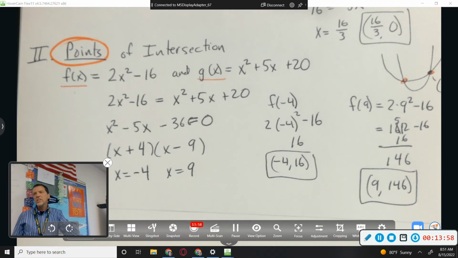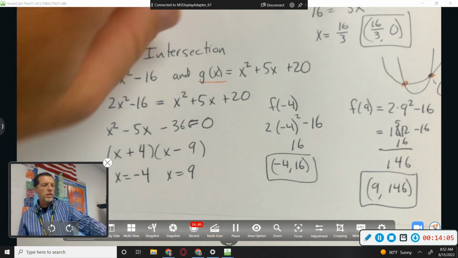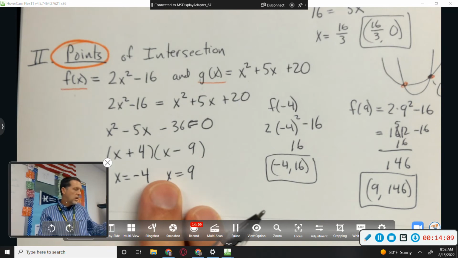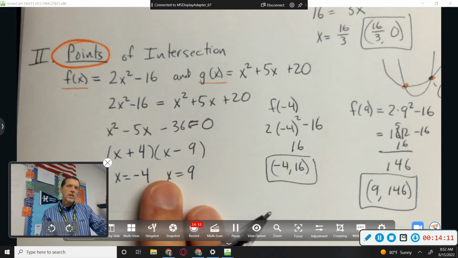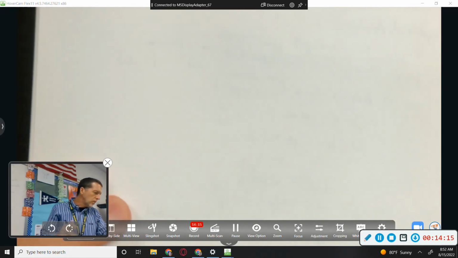Points of intersection: set them equal to each other, solve from there, make sure you give your answer or answers as a point. Questions on that? That's it for Roman numeral 2. Roman numeral 3.